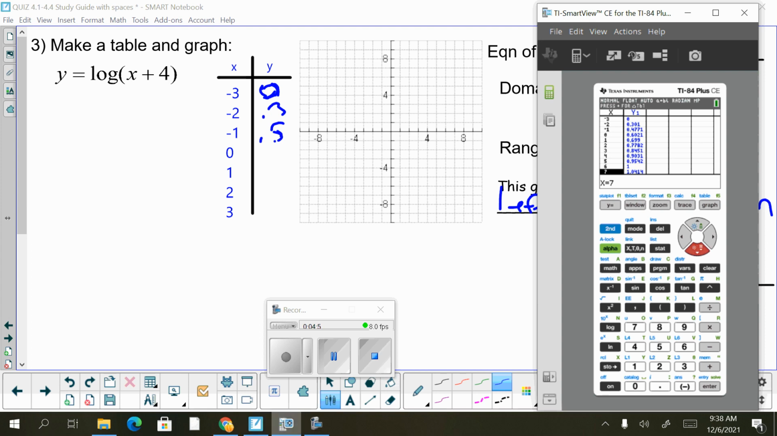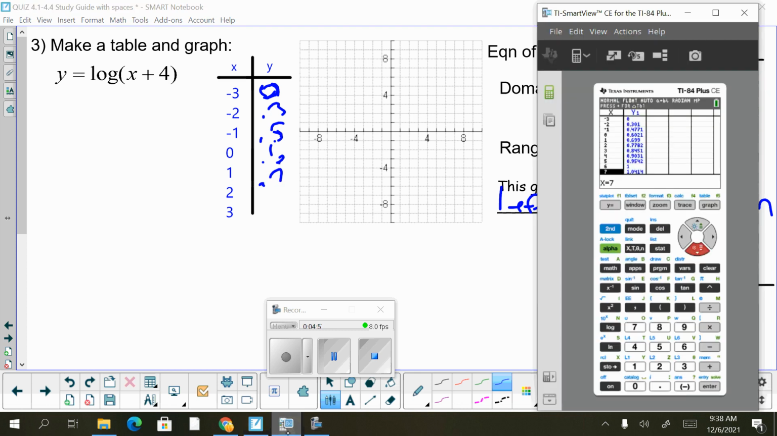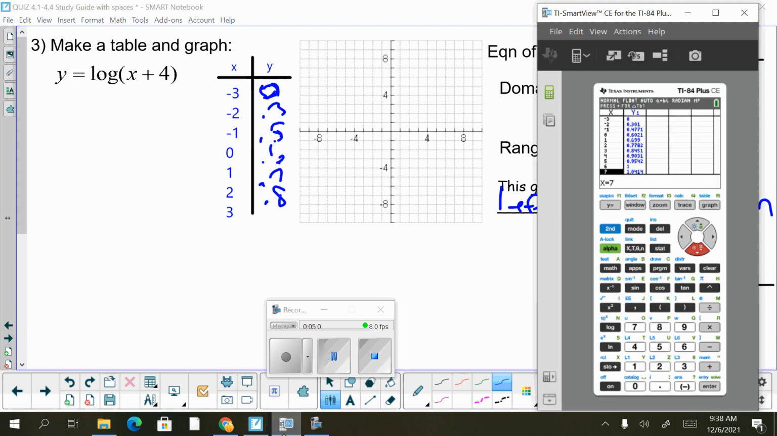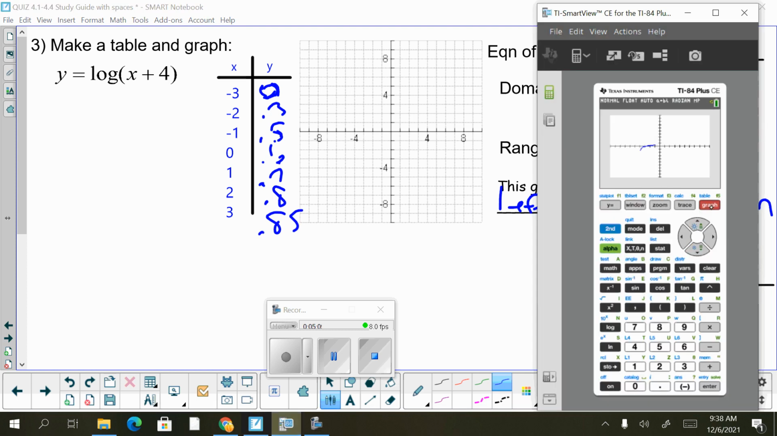And then 0.6, 0.7. I'm just rounding. 0.8 for 2. And then for 3.845, so 0.85. Let's take a peek at the graph and talk about where the asymptote would be.